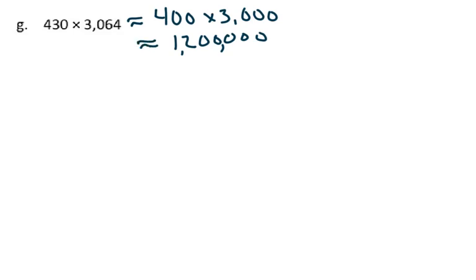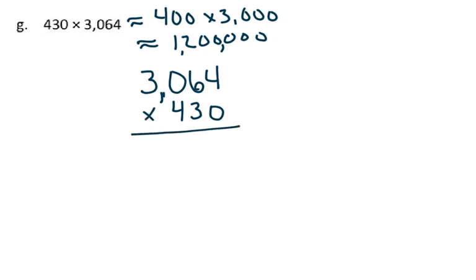Okay. So now using the standard algorithm, I'm going to go ahead and multiply this out. I have 3,064. This is a comma. And I have 430. Multiplying this out.